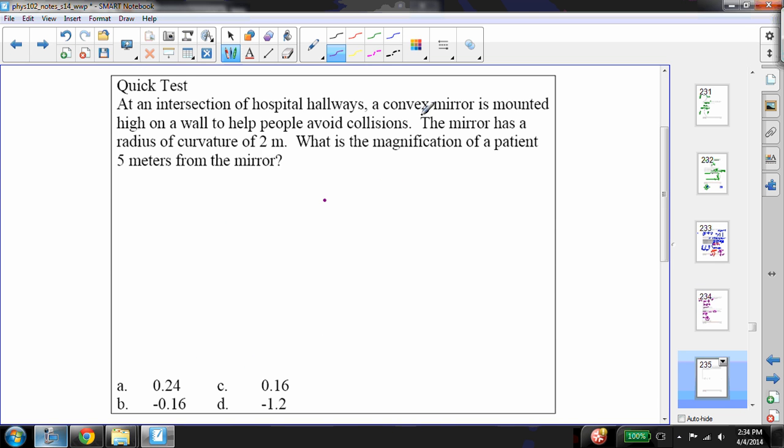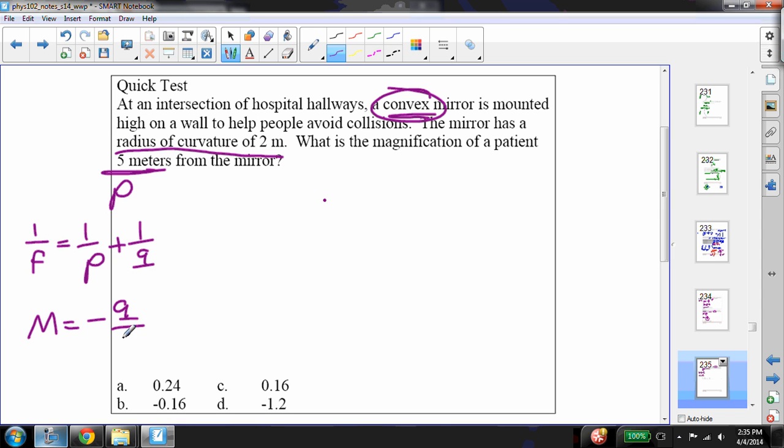Again, this is a convex mirror. It gives the radius of curvature, and I want to know the magnification. This value is P, equal to 5 meters. You want to ask yourself, does a convex mirror have a positive or negative focal length? Is the focal point for a convex mirror in front of the mirror, or is it behind the mirror? Once you answer that question, you'll know: if it's in front, it's positive. If it's behind, it's negative. Then you can use the mirror equation, 1 over F equals 1 over P plus 1 over Q, to find Q. And then you can use your magnification, negative Q over P, to find the magnification.